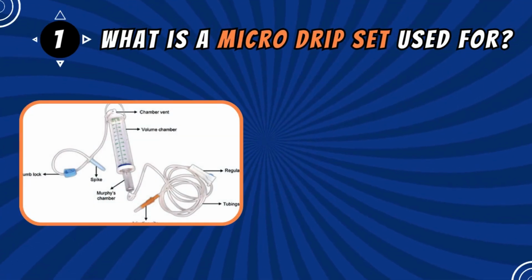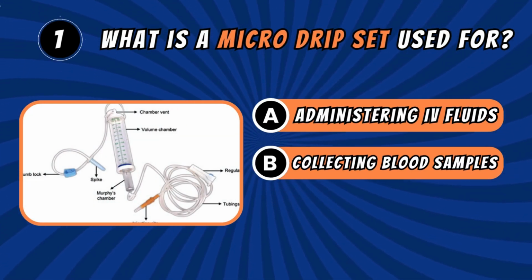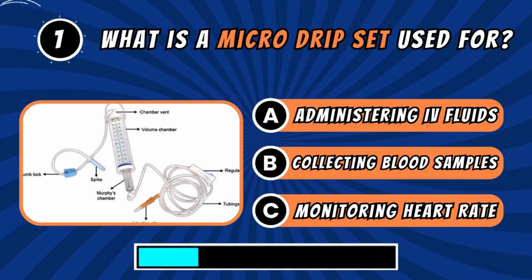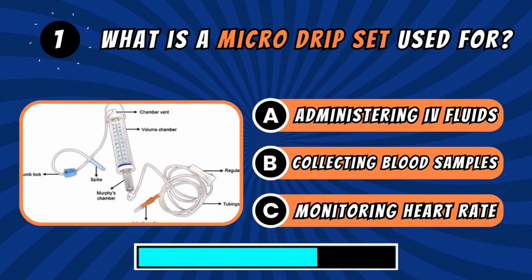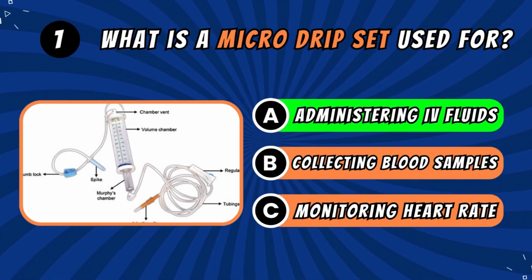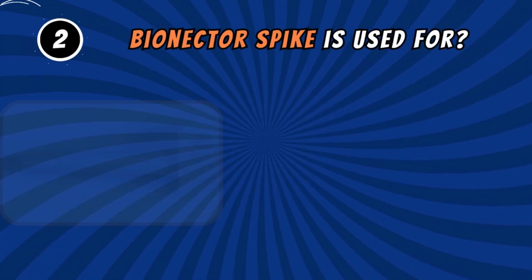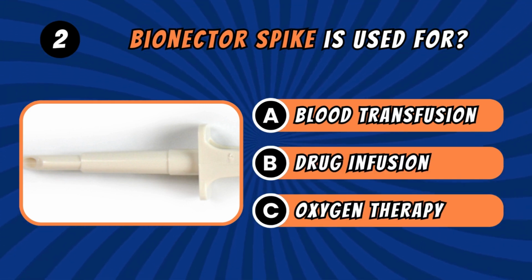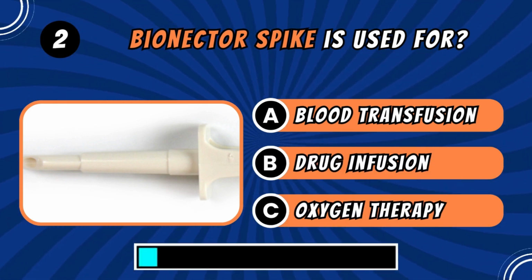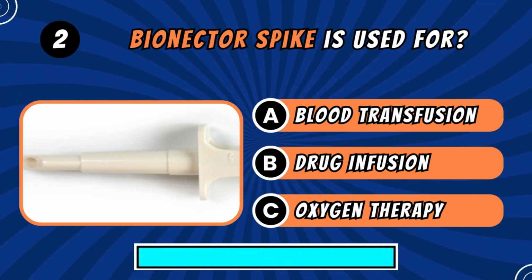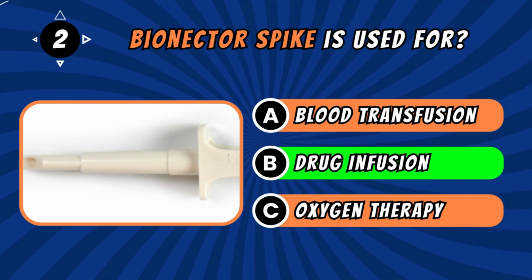What is a micro drip set used for? Answer A. Administering fluids. Bionector spike is used for? Answer B. Drug infusion.